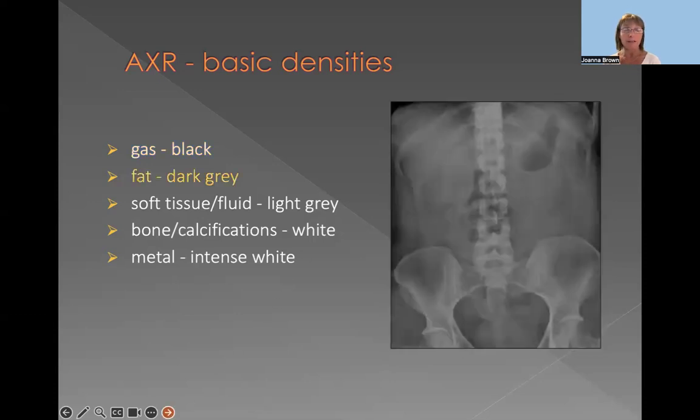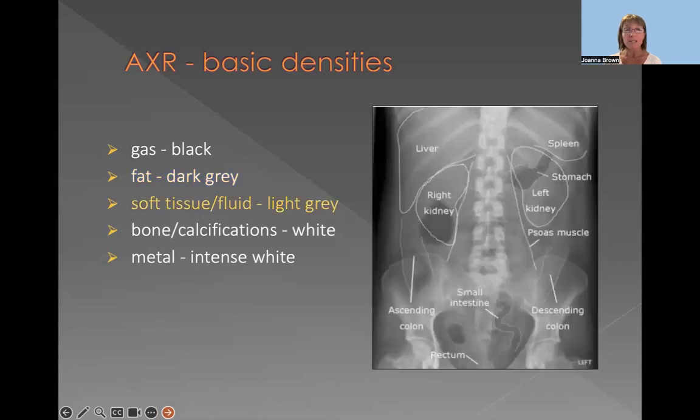Then we will have fat, which is dark gray, and very often we can see this intraperitoneal fat as a very, very thin line extending along the wall of the abdomen, as you can see here more on the right, and a very slim line on the left side. It's very important to remember this because this could mimic free air within the abdomen, and then we will need to differentiate this normal variant, which is intraperitoneal fat, from a perforation.